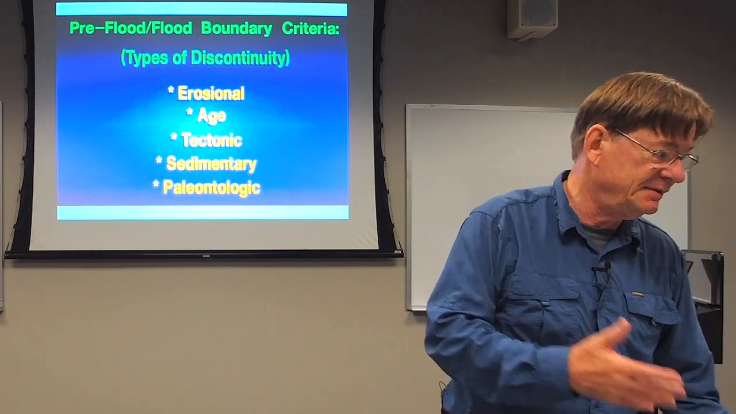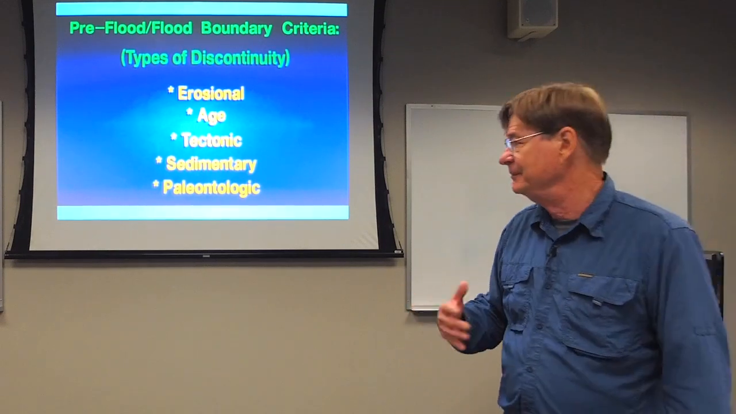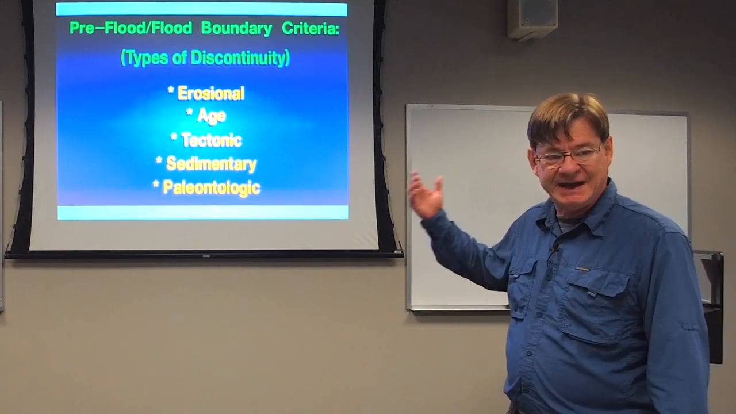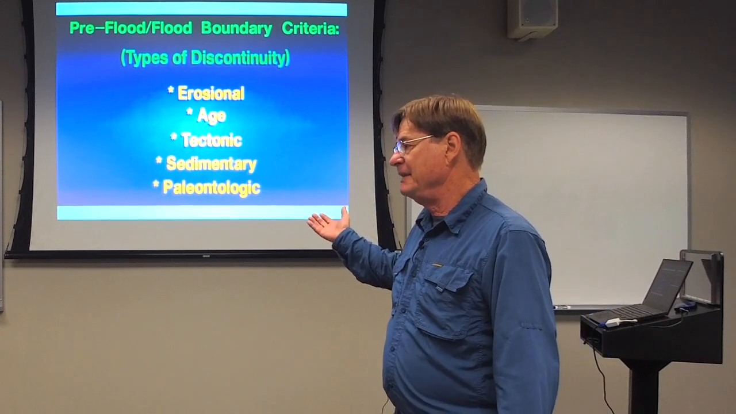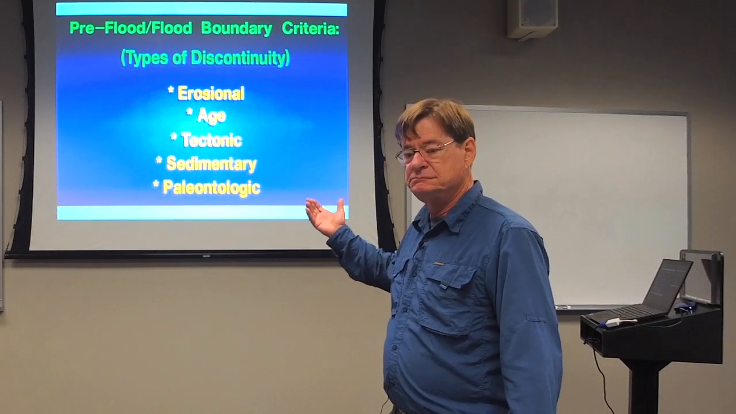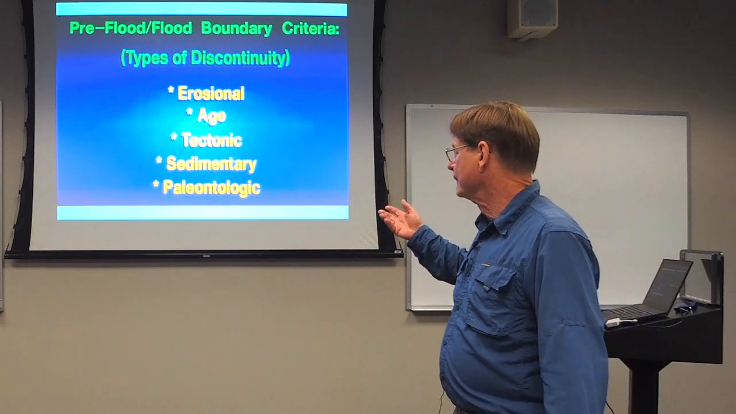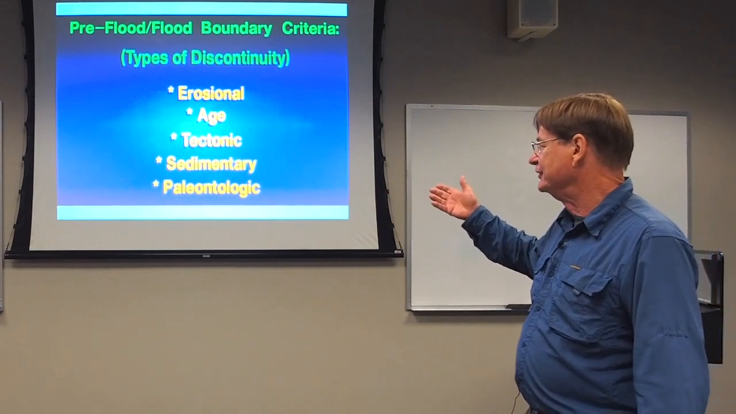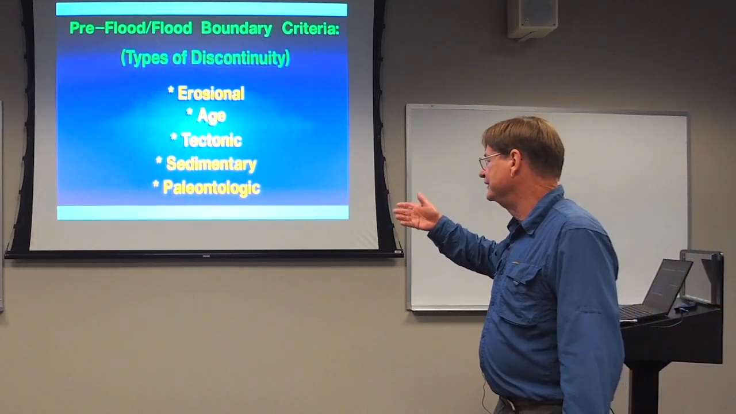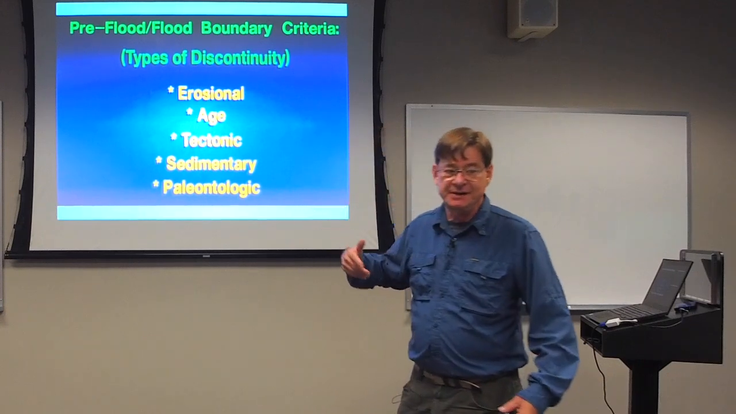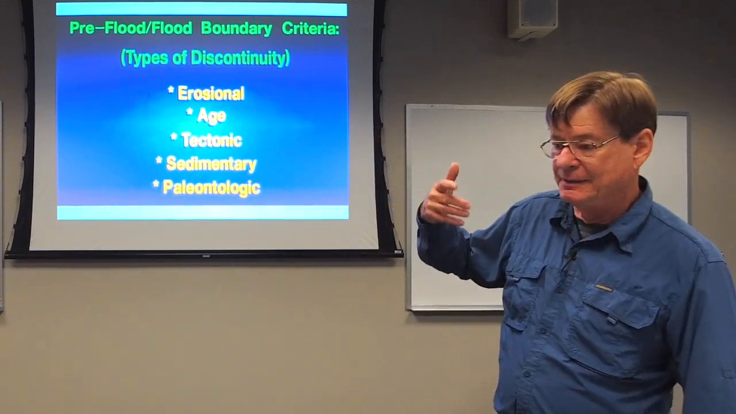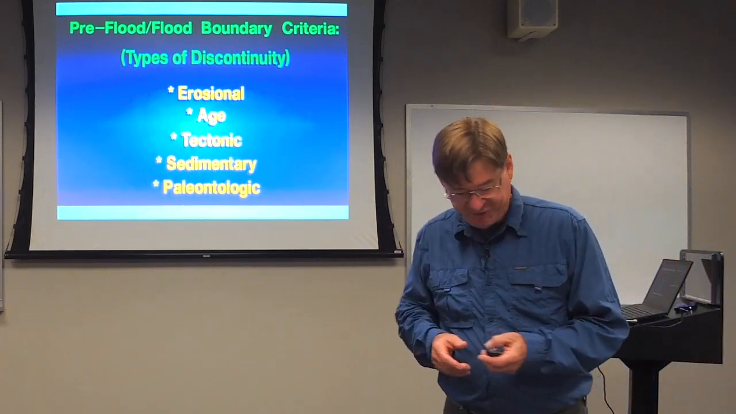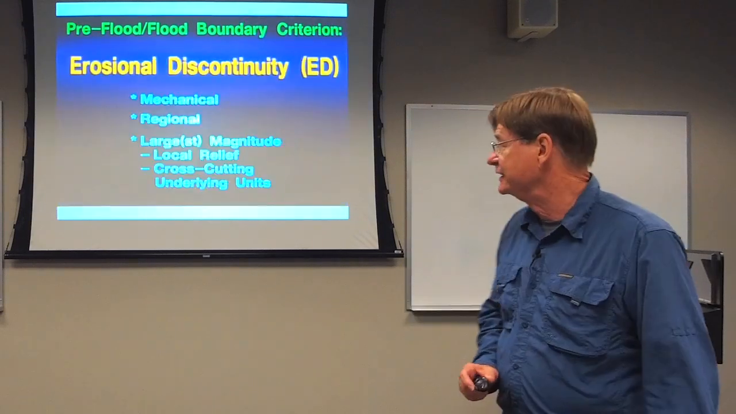And then there may be types of fossils that might represent a paleontologic discontinuity, like small fossils like bacteria and algae, algal fossils, maybe even pollen and spores. Things like that may be represented in the pre-flood, and they may be represented in the flood as well. But other types of fossilization, so you have the idea of a paleontologic discontinuity.